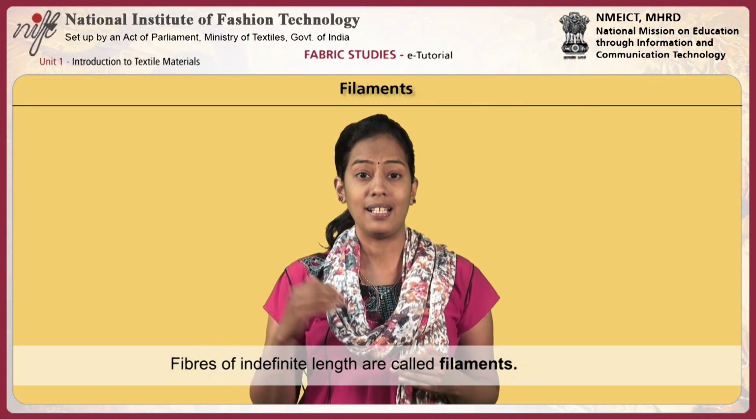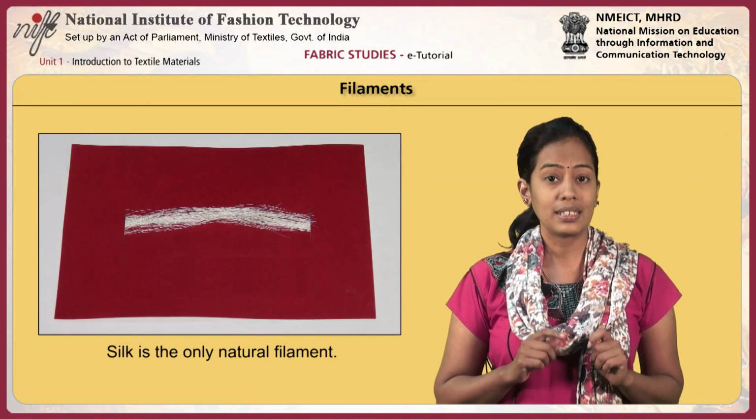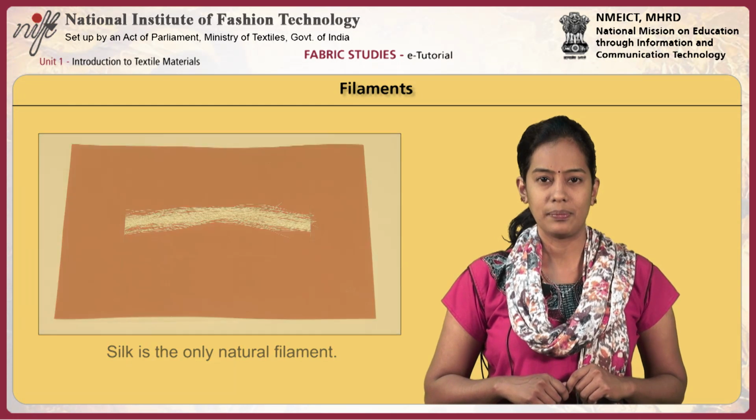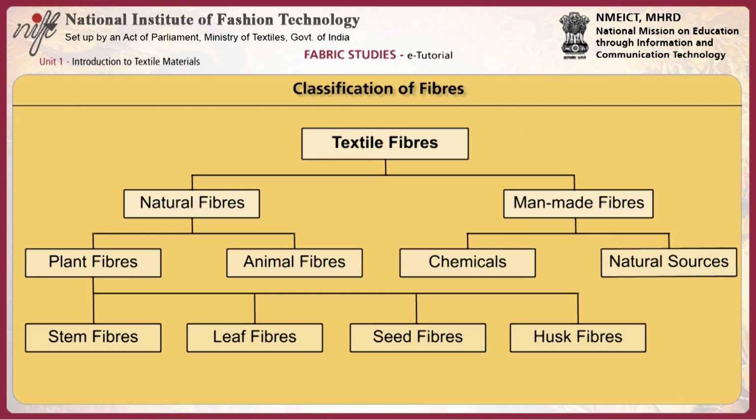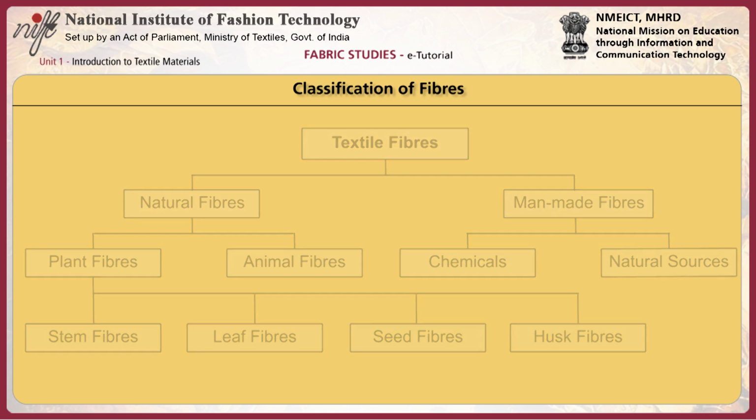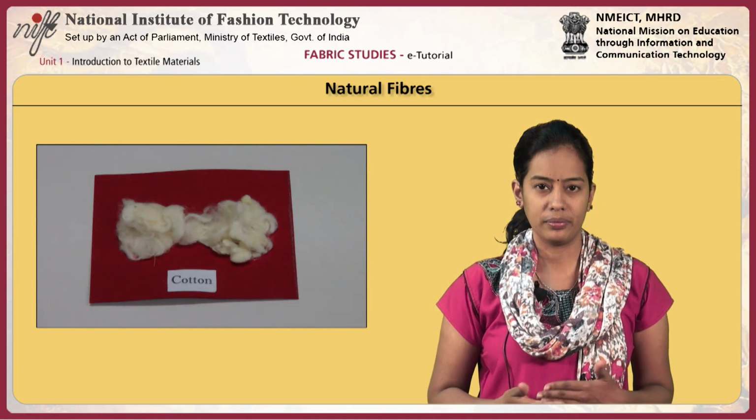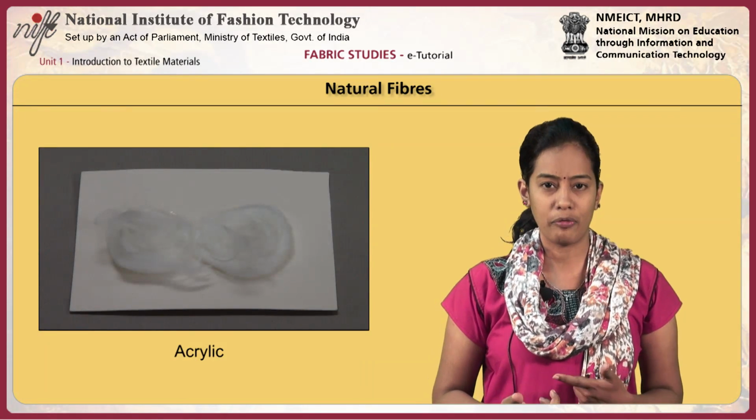Fibers of indefinite length are called filaments. Silk is the only natural filament. Textile fibers may be broadly classified into natural and man-made fibers. Natural fibers are derived from natural sources such as plants or animals, while man-made fibers are manufactured either from chemicals or natural sources. Now, take a look at the chart and see the classification of fibers based on their sources. This is cotton, a natural fiber, and this is acrylic, a man-made fiber.